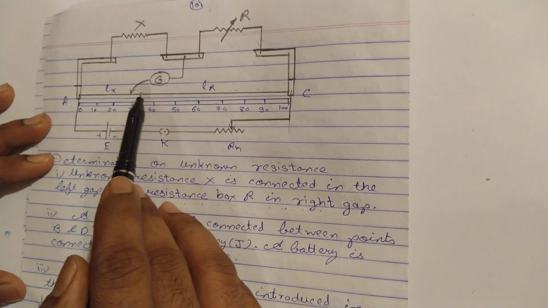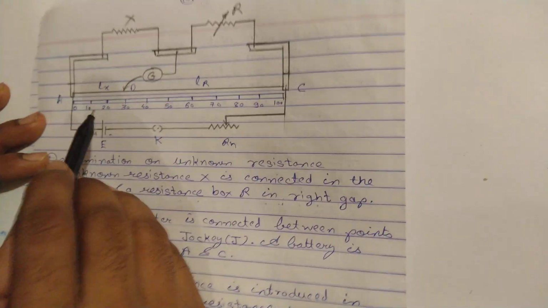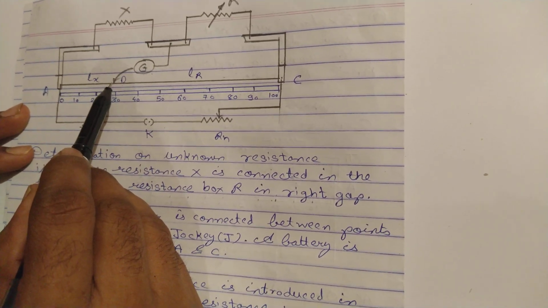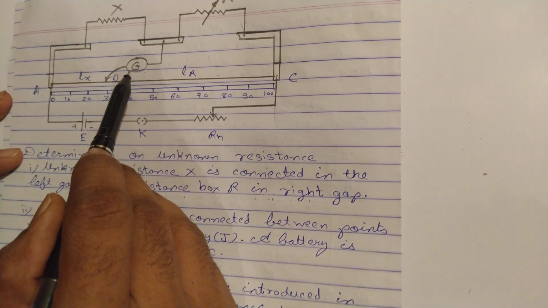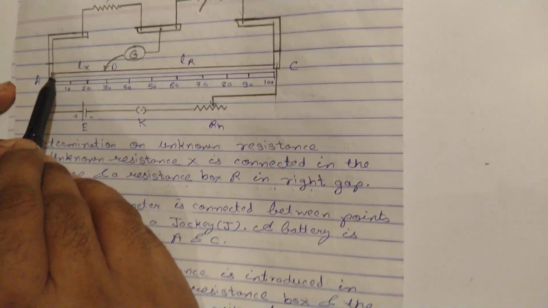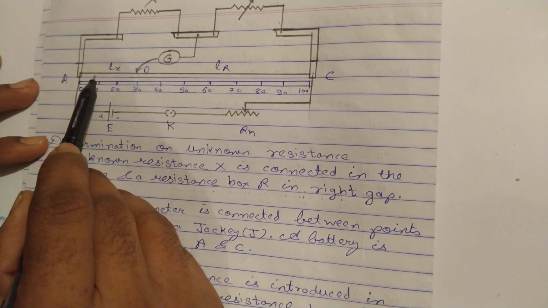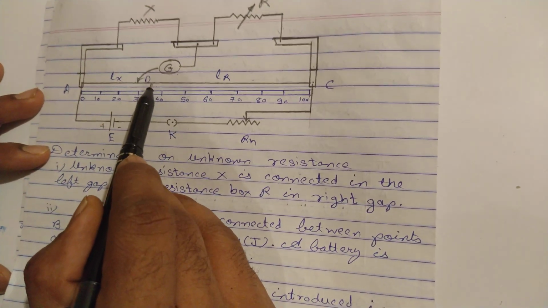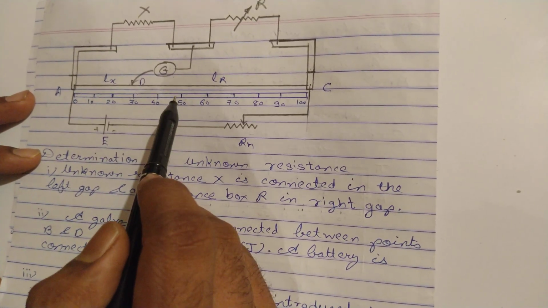Suppose the galvanometer is showing zero deflection at this point D. Then point D is called a null point. Null point means the galvanometer will show zero deflection. Then you have to measure the distance, the length from point A to D. Let that length be Lx. Then you have to measure the distance between point D and C. Let that length be Lr.